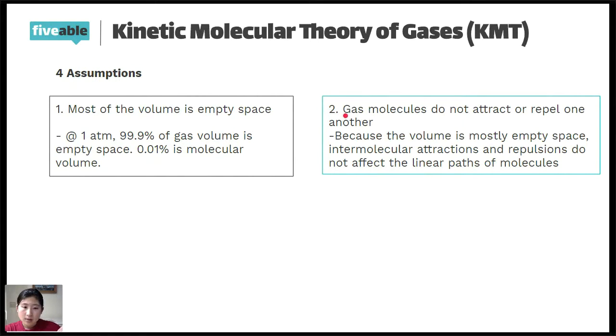All right, gas molecules do not attract or repel one another, because the volume is mostly empty space. Intermolecular attractions or repulsions do not affect the linear paths of molecules. Think of it like a huge basketball atrium with small marbles bouncing around. They're not going to attract or repel one another because gases bounce at very high speeds.